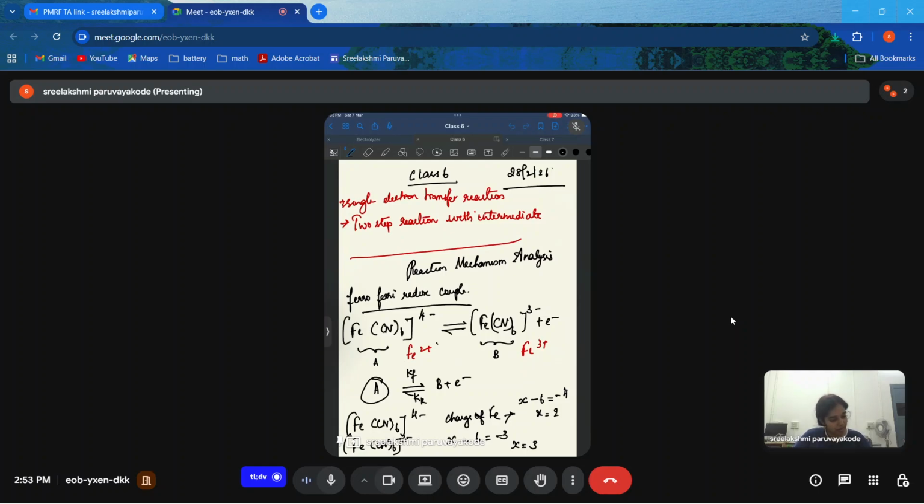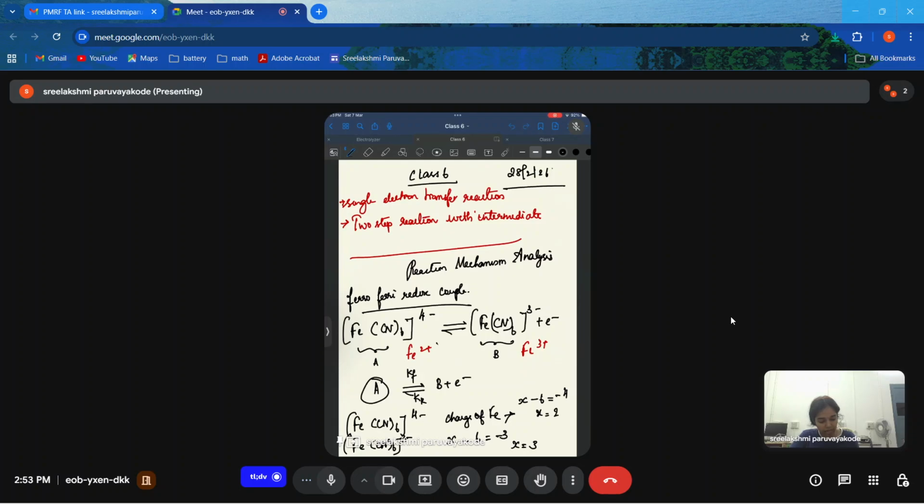In class 6, we were looking into the single electron transfer reaction, which says there are no adsorbed intermediates involved. Whatever is formed gets directly transformed into the product. Then we moved on to the two-step reaction, where a single adsorbed intermediate is involved. Unlike the previous case, there is one adsorbed intermediate.